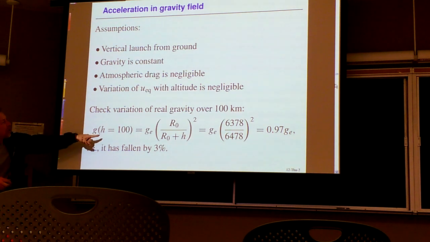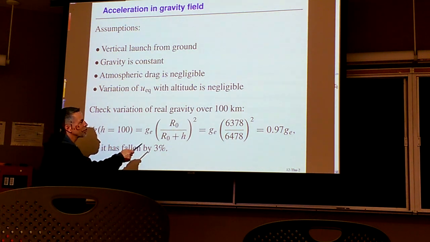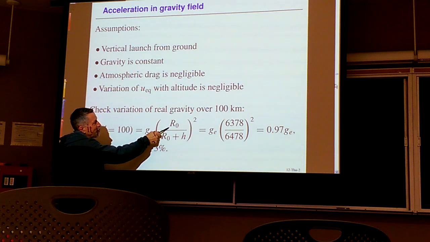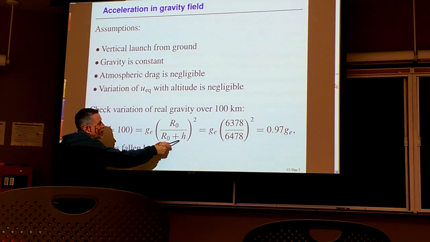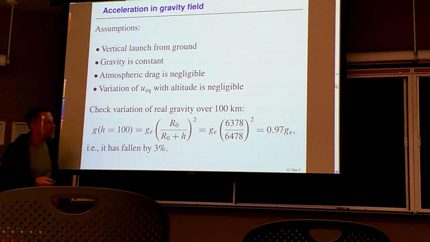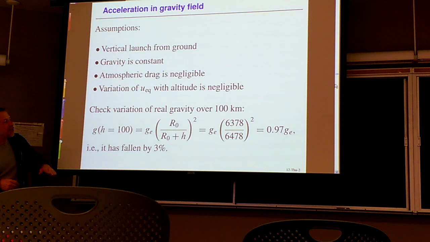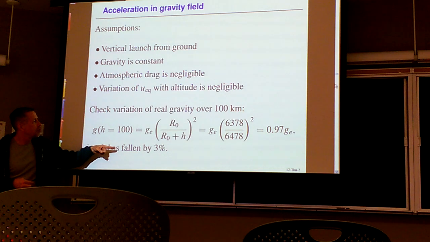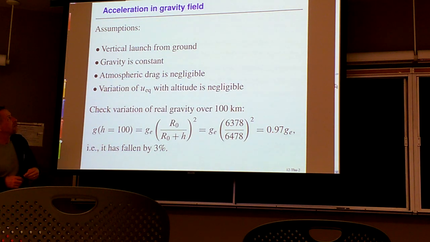And in particular, here's the calculation for 100 kilometers. The gravity is down by 3%. Because it scales as 1 over the radius squared, at sea level we have R naught, and then up 100 kilometers, you have 6378 plus 100. So if you take this ratio and square it, you get 0.97 of sea level gravity. So if you find that your apogee altitude is of order 100 kilometers or higher, your answer's off by a few percent at least.